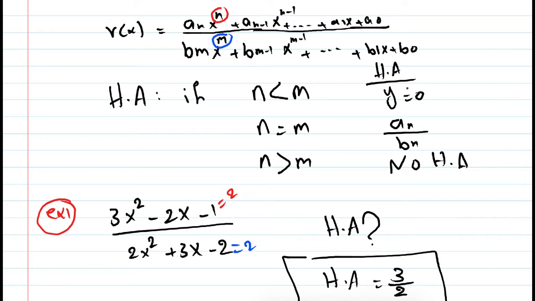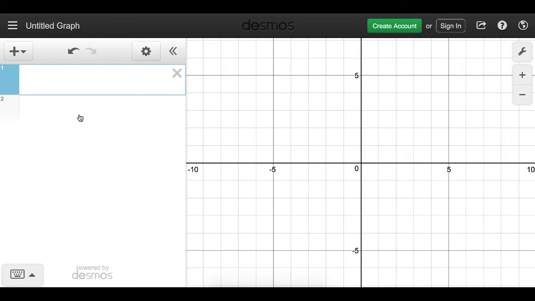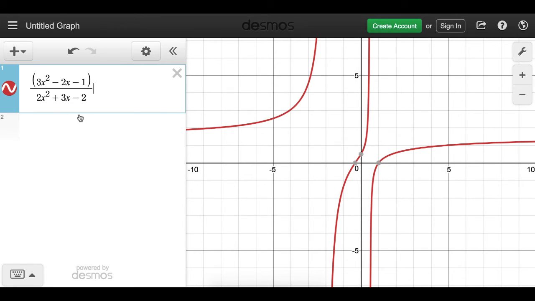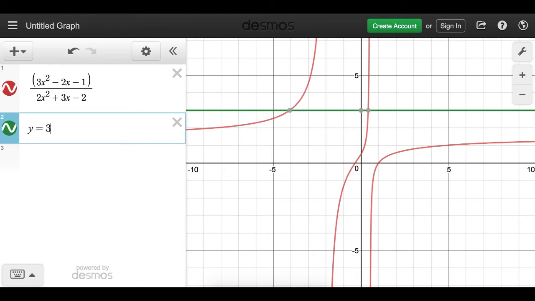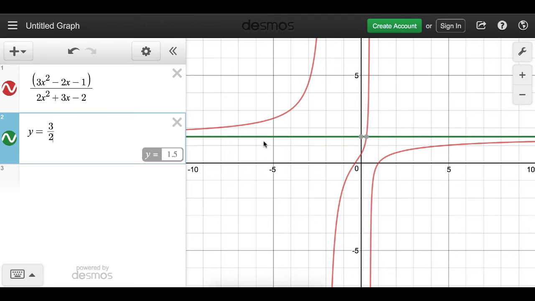Okay, so let's go on this mode and check out what happens to our y as we make our x go toward infinity and negative infinity. If we look at the first rational function that we found the horizontal asymptote of, it was (3x^2 - 2x - 1) over (2x^2 + 3x - 2). As you can see, we found the horizontal asymptote to be 3 over 2, since the degree of the polynomial on top and bottom are equal. So at y equals 3 over 2, this is the horizontal asymptote.